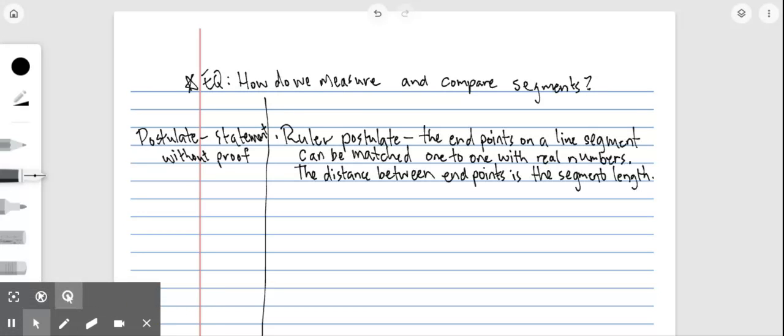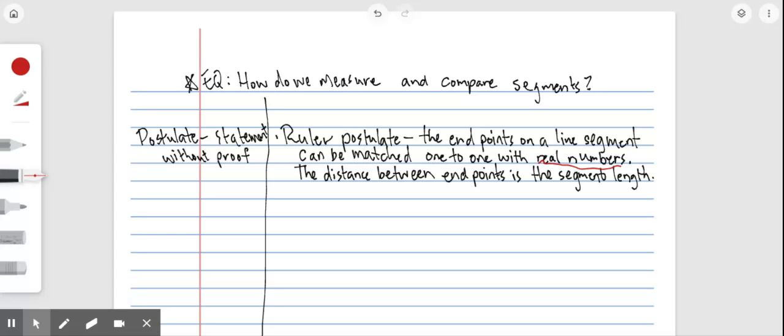All right, the Ruler Postulate says that the endpoints on a line segment can be matched one-to-one with the real numbers. The real numbers are the set of all numbers that you know and love that exist in the real world, like 1, 17, 12, and 37 seconds, or 4.6532, whatever, and pi, all real numbers. And then the distance between endpoints is called the segment length.